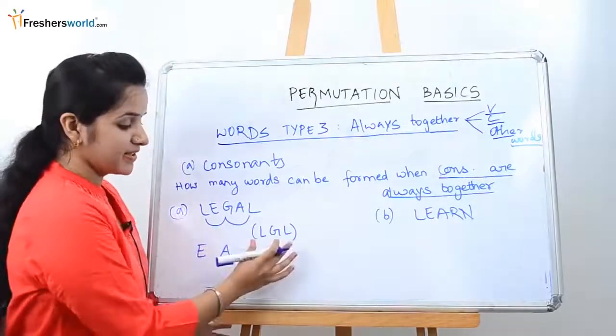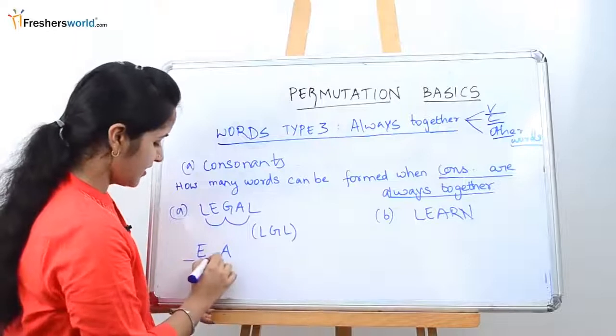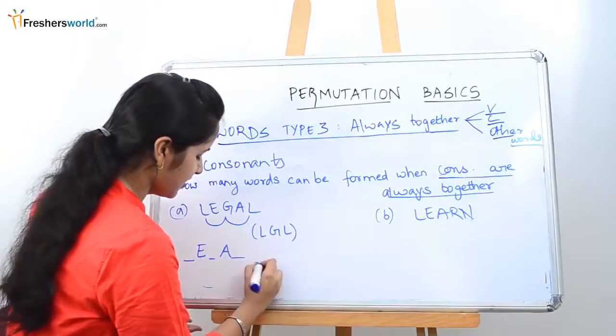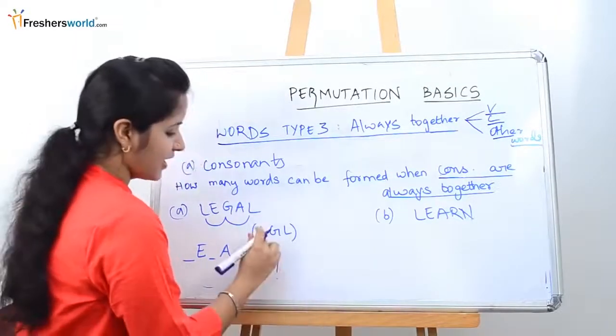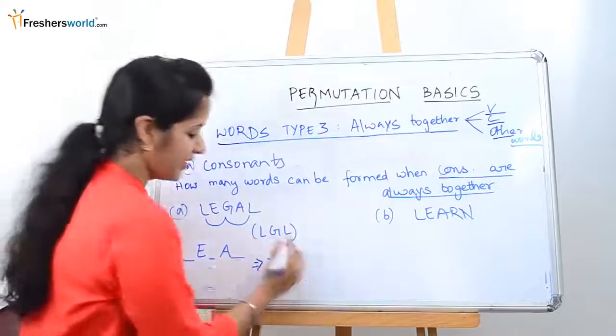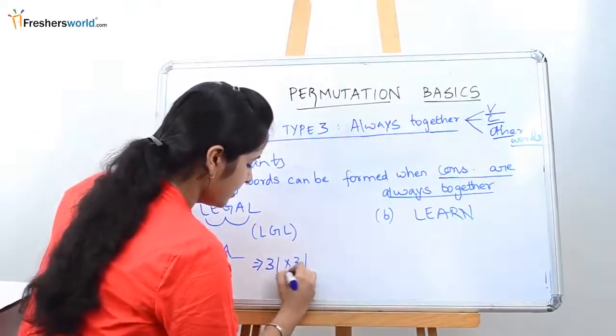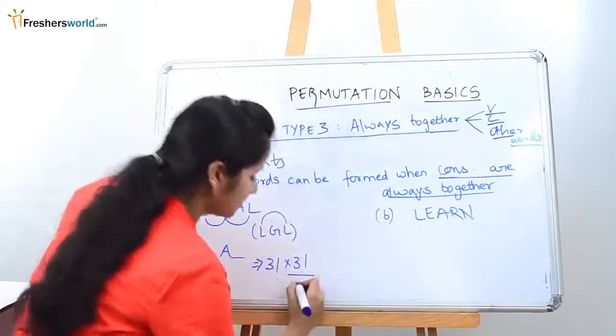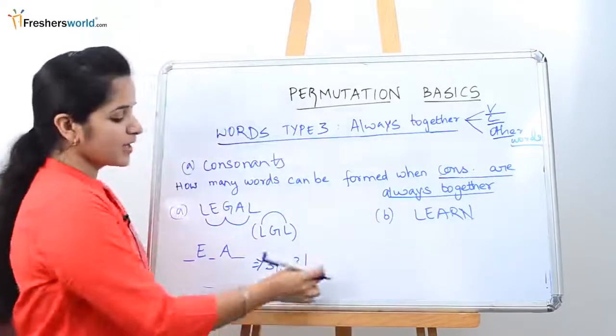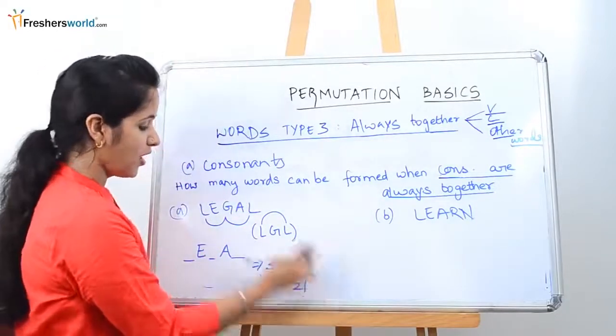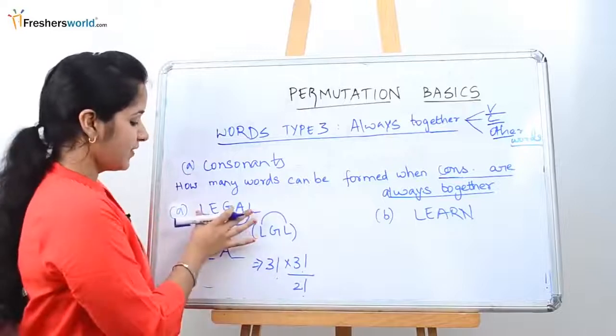What are the various places L, G, L can be arranged? These are the 3 places it can be arranged, so it is 3 factorial ways. And within this, how many ways can it be arranged? It's 3 factorial. And L is repeated twice, so divided by 2 factorial. So once you solve this, you will know how many words can be formed using the word LEGAL.